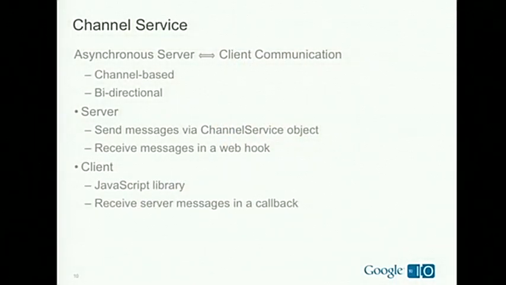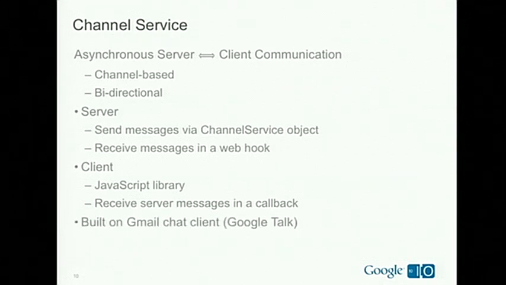On the client side, what we have is a JavaScript library. So it's a web app. You take this JavaScript library in your web app, and it has an API that you use. It looks pretty similar to the server API. But instead of having a webhook, which doesn't make any sense on the client, you have JavaScript callbacks to receive messages from the server. And finally, the channel service is built on the Gmail chat client, which runs on Google Talk. The benefit of that is that it's already scalable, it's already well tested, and so you're building your code on services that have been around for a while.